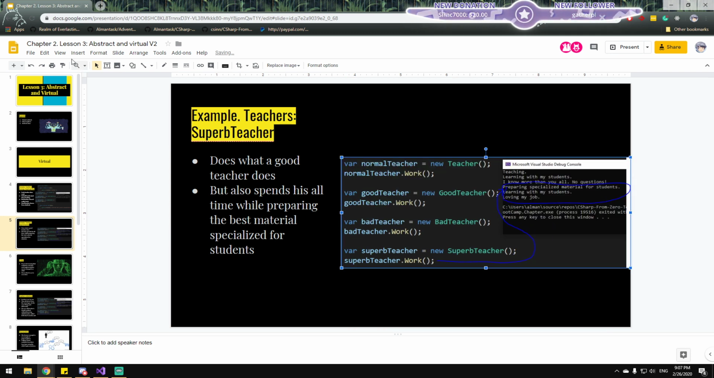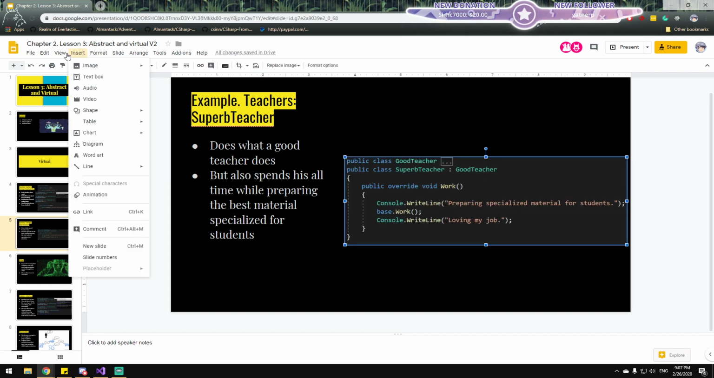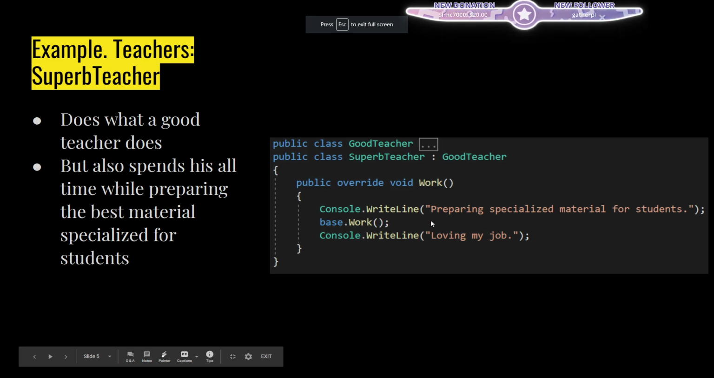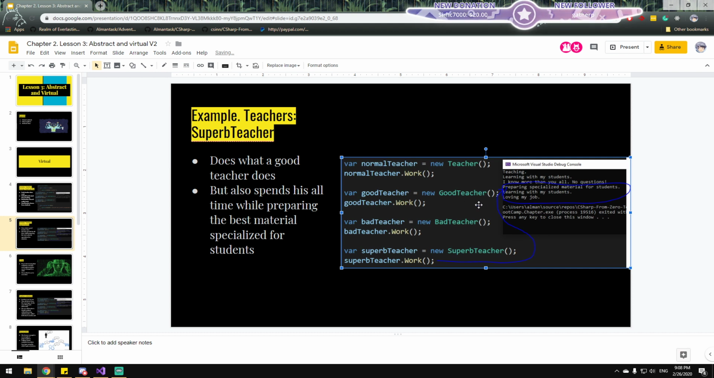Right, it's hidden. Okay. So this is superb teacher. Superb teacher does everything that good teacher does, but he also prepares extra material, specializes for students, and he's simply loving his job. And the cool thing about this example is that it calls good teacher's method from the overridden same method. So it does the work twice, but it adds something extra when superb teacher does his work. So the end result is that it prints everything that good teacher printed, but its own stuff as well. All right, let's continue.